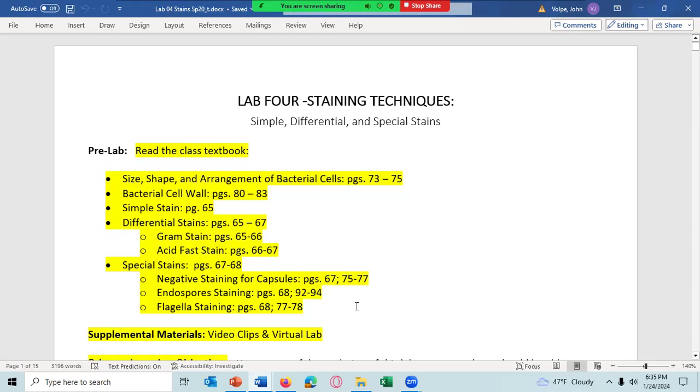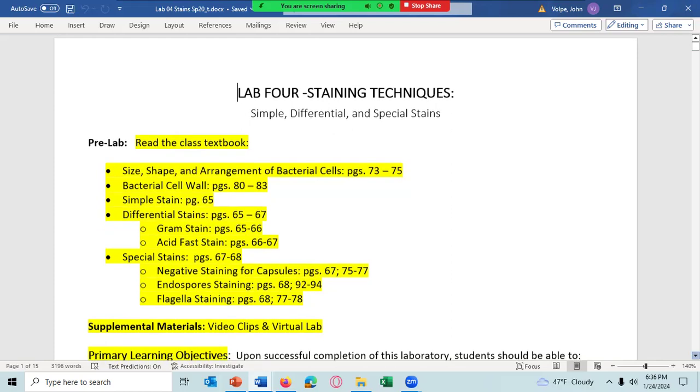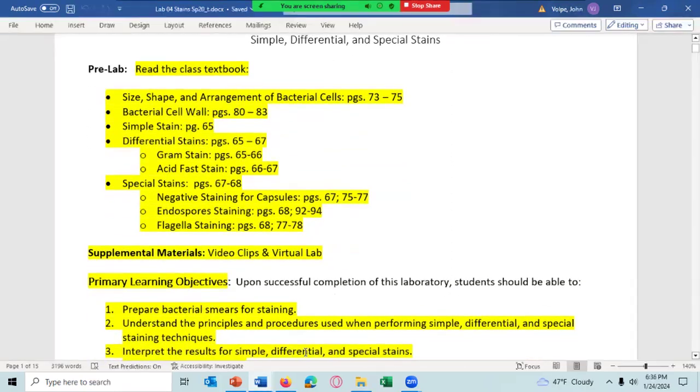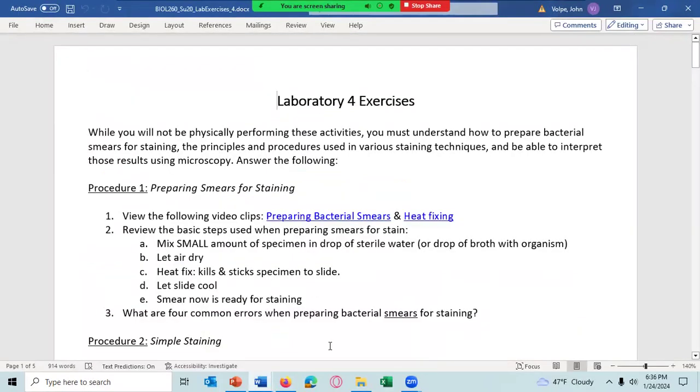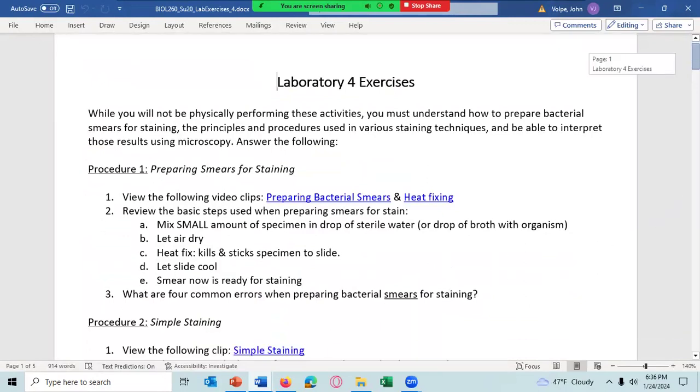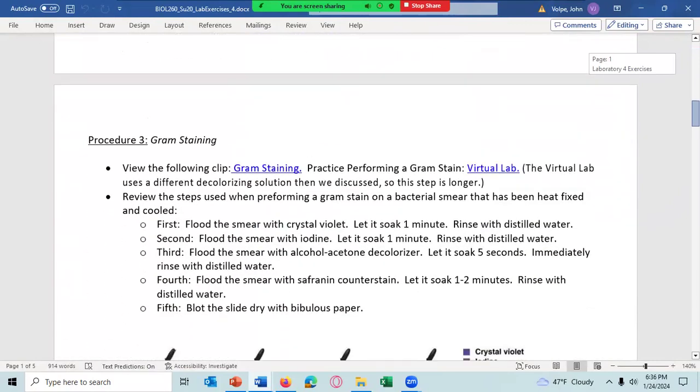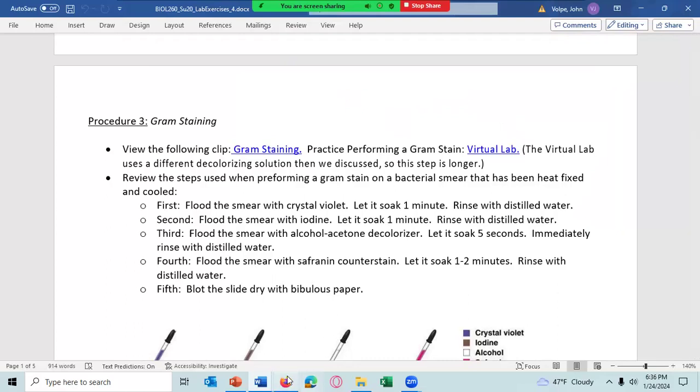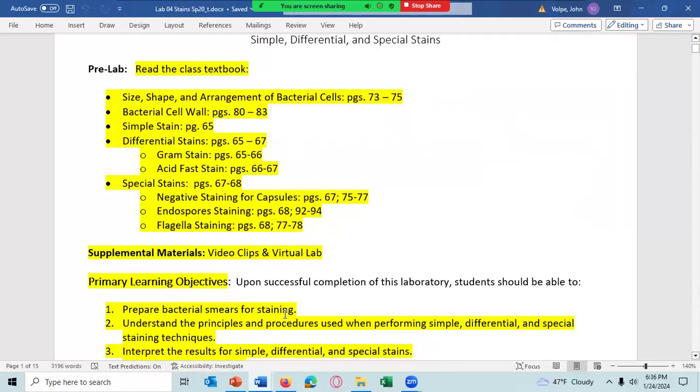There will be some supplemental materials in this lab, a video clip, and a virtual lab. Let me make sure of that virtual lab. Yep, there is a virtual lab. Okay. The reason why I had to check is we had to remove a number of virtual labs from this online lab because they used Flash, and Flash no longer works or is no longer supported. So we had to remove those virtual labs. But this one is a virtual lab that has not been removed.